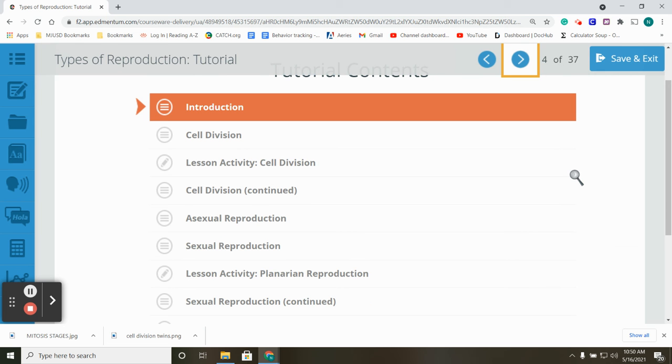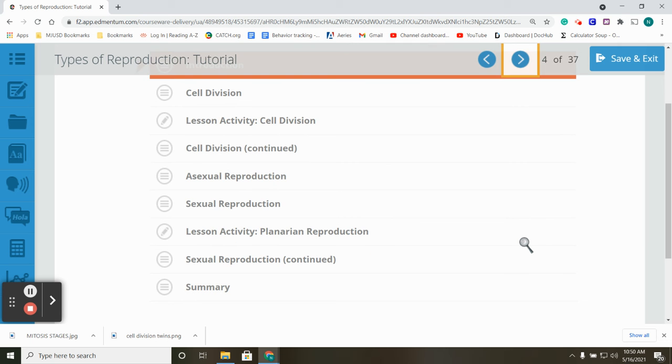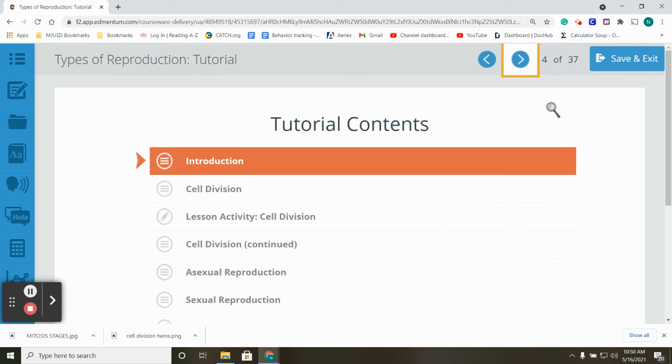Cell division, lesson activity, cell division, asexual reproduction, sexual reproduction, another activity, reproduction, sexual reproduction continued.